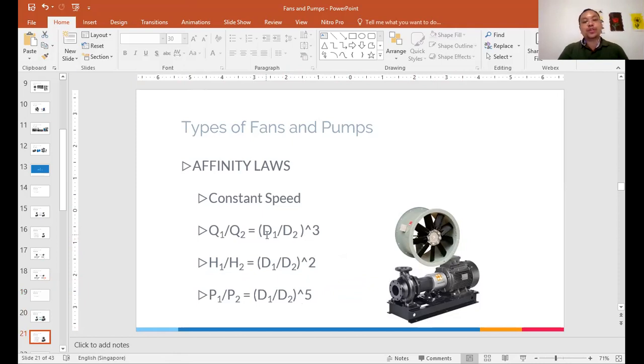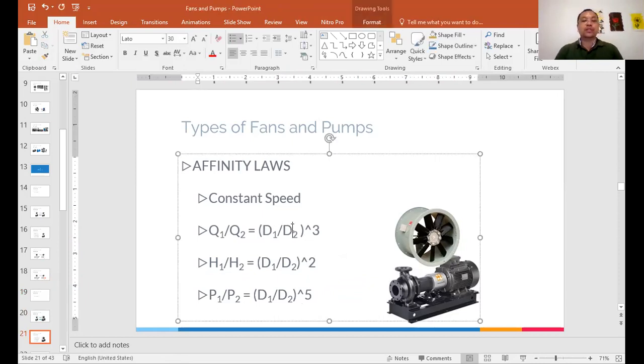So yung change from your size 1, D1, to your size 2, D2, anong magiging effect niya doon sa flow rate mo? So kung pinatatan mo yung size mo, the proportion of your size change raised to the third power is proportionate to your flow rate. Yung head mo naman is to the second power. At yung power consumption mo to the fifth power of the ratio and proportion of your sizes.